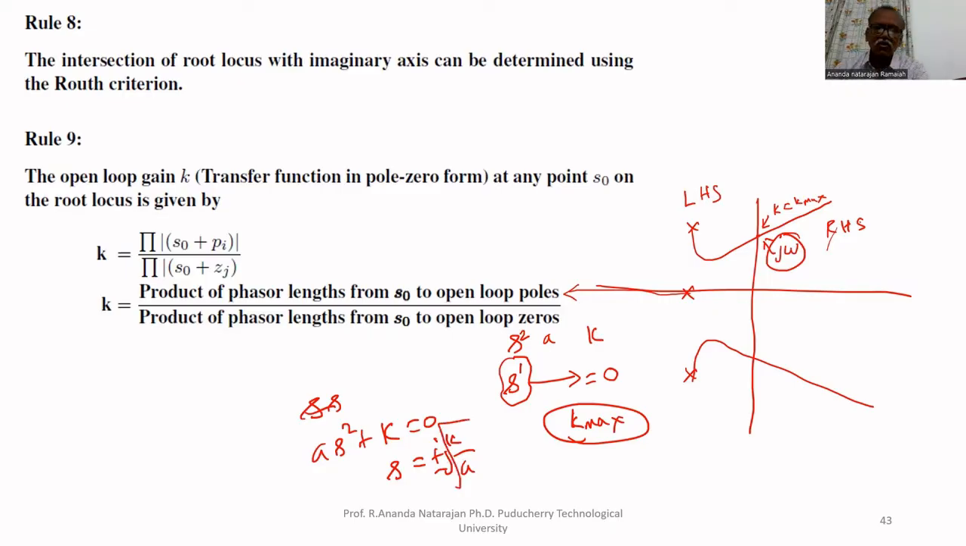We can find omega. S equal to what? S equal to j omega. Therefore, omega equals square root of K by a. That value is omega. This point of intersection is square root of K by a. That is the 8th rule.